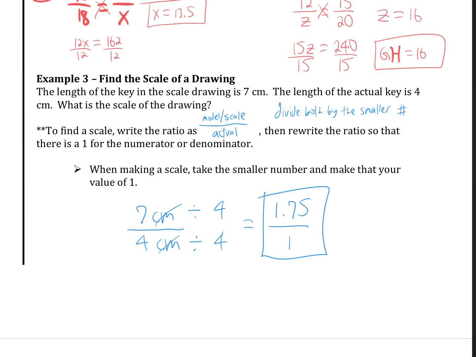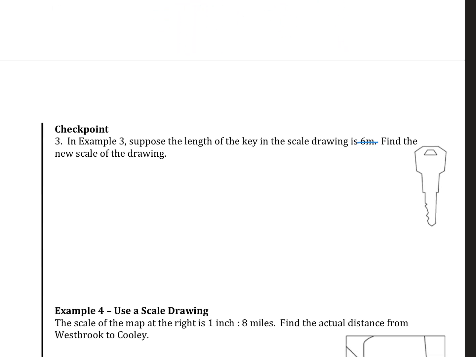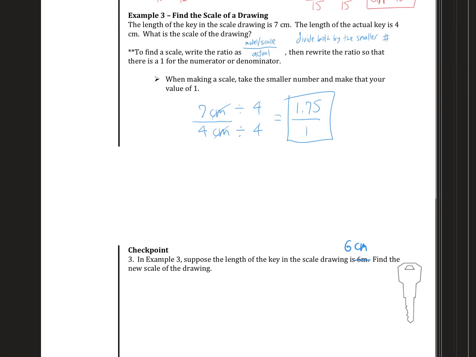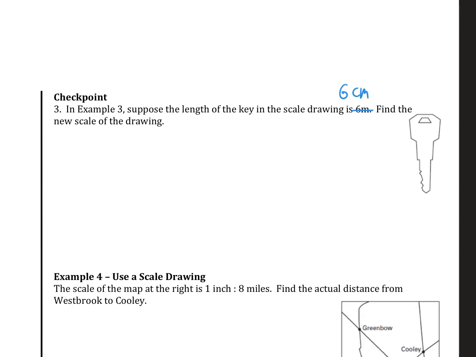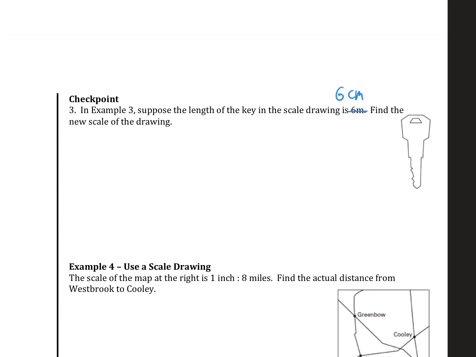All right, why don't you guys go ahead and try example 3. Just change this from 6 meters to 6 centimeters. I will zoom back out so you can see what we did here. Why don't you guys try checkpoint 3? It says in example 3, suppose the length of the key in the scale drawing is 6 centimeters. Find the new scale of the drawing. So we're talking about the same example. What's the scale drawing for this problem? It's 6 centimeters, and the actual size of the key is 4 centimeters. So centimeters are going to cancel. What's the smaller number, 6 or 4?